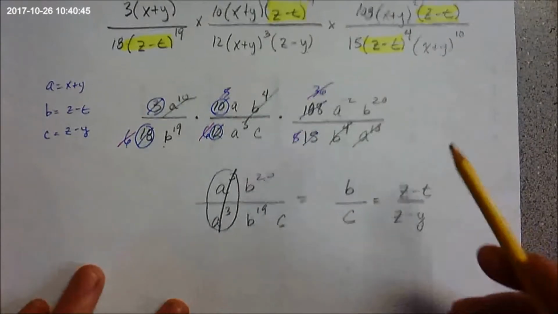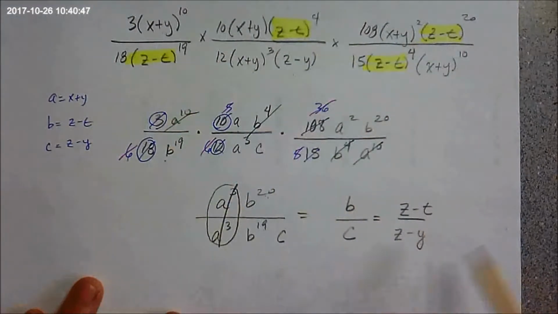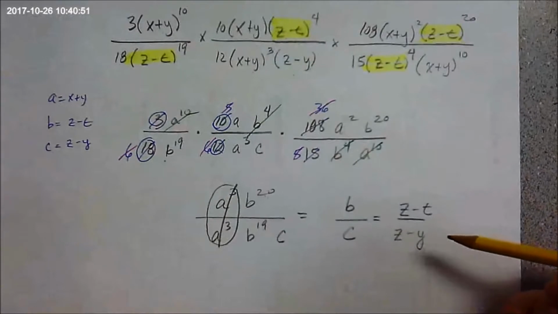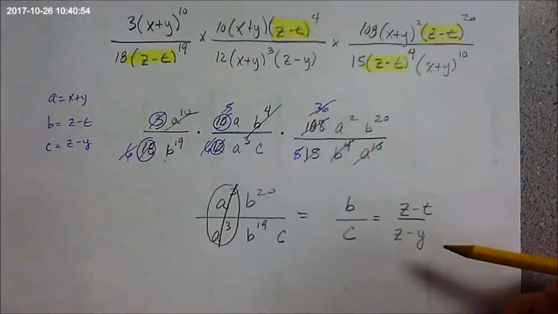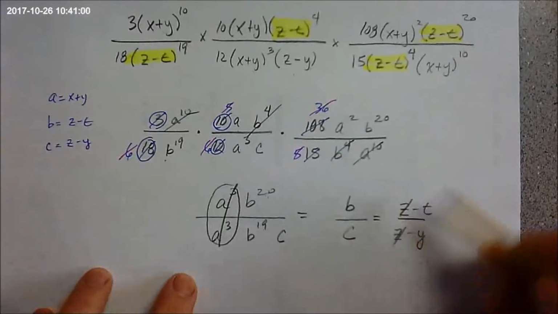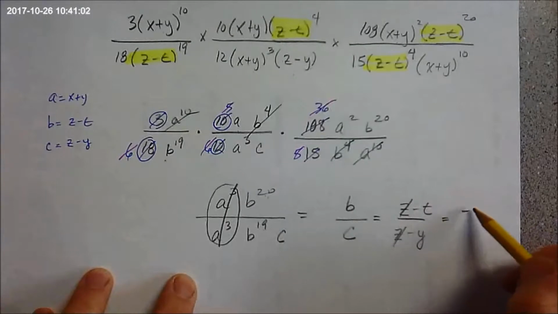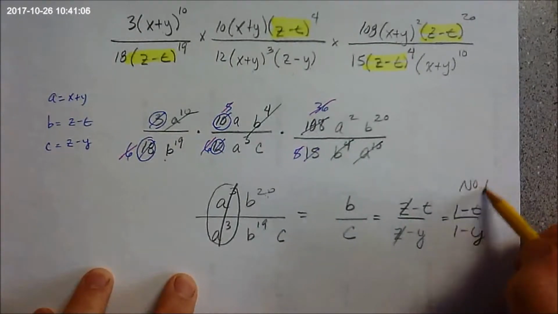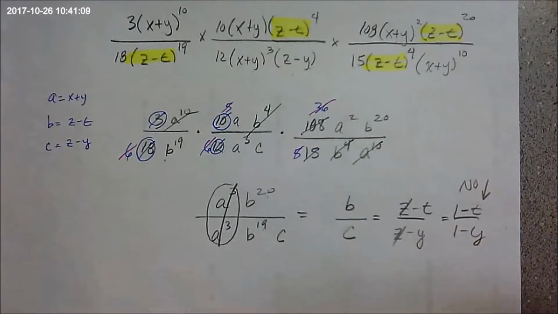Here's the thing that would really upset me for you guys. If you did this whole problem, really ugly and complicated, and you got this far, that means you're neat, you're organized, you're thinking carefully, you're making yourself go slow, right? What would really bug me is if you took this and you said, that would be 1 minus t over 1 minus y, and that's no. You can't. That's not reducing.